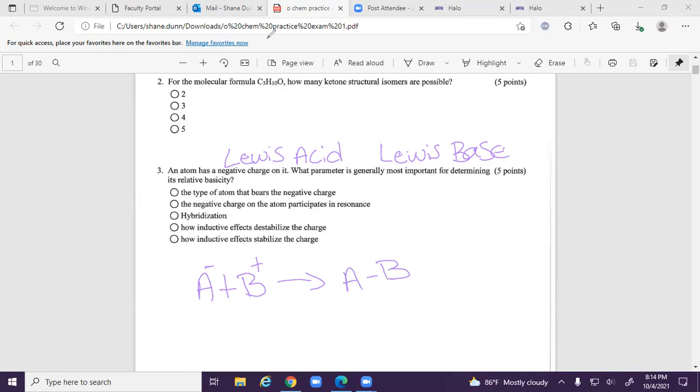That negative right there means it has a lone pair to donate. That positive means it's missing electrons. Lewis acids want electrons; they are electrophiles, or electrophilic. Electro means electrons, philic means love, so they love electrons, which would make the acid always positive. So the electrophile is always the positive one, because they want the electrons. The base would be negative, and that would be the nucleophile.